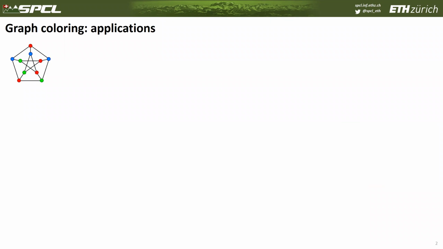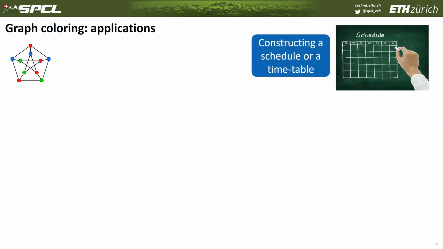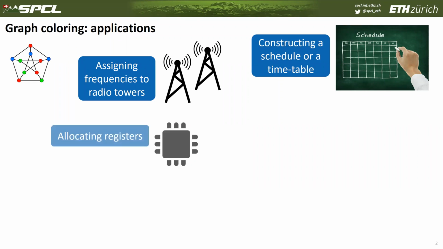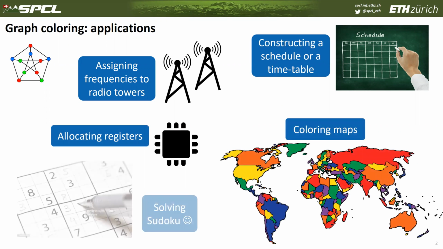In terms of applications, graph coloring has many of them. For example, in constructing schedules or timetables, when assigning frequencies to radio towers, when allocating registers, coloring maps, and even for solving Sudoku.